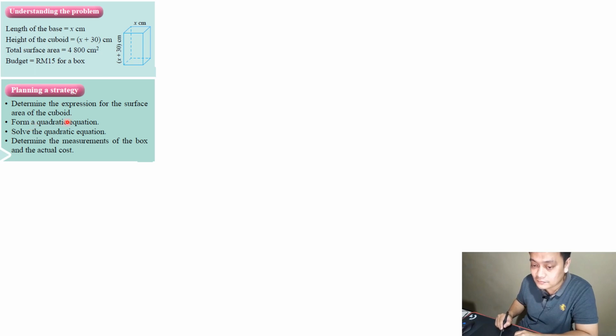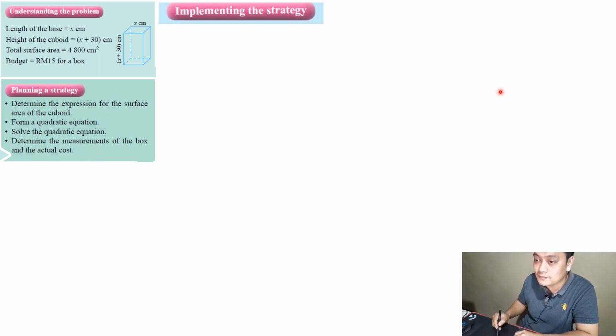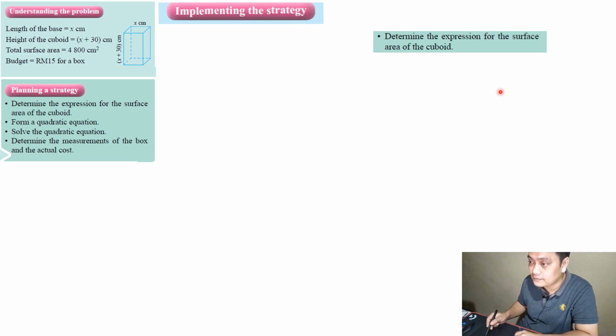Okay, next you form a quadratic equation, then you solve the quadratic equation, then you can determine the measurement of the box and the actual cost. Okay, then we implement the strategy. First, we determine the expression for the surface area of the cuboid.